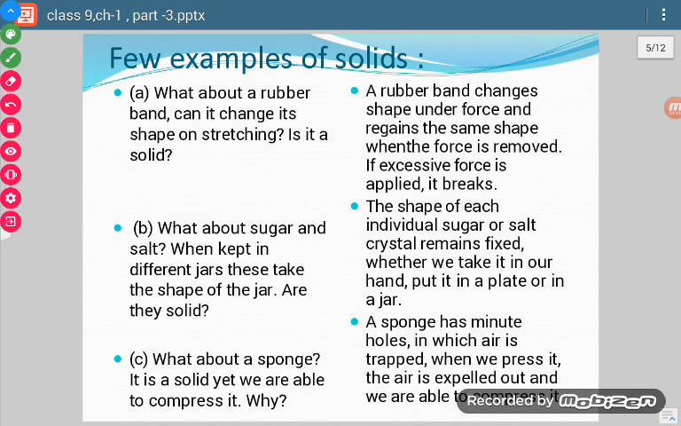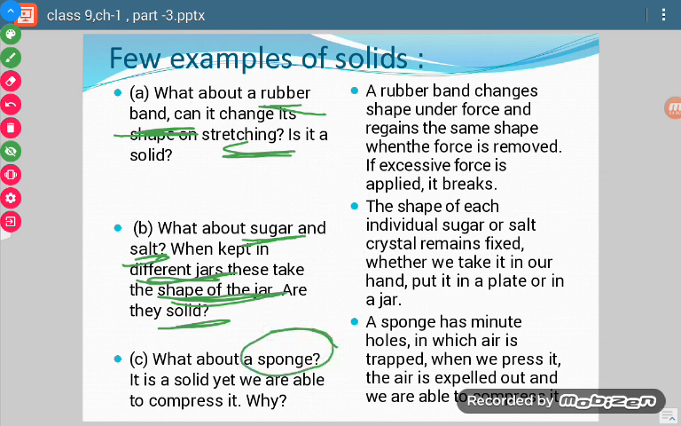Now a few examples we will discuss. Let us take one rubber band. So what happens if we stretch it, then it stretches. If we remove the force, then it comes to its original position. If we take sugar and salt and we keep it in different jars, then whatever is the shape of the jar, that becomes the shape of the sugar or salt. If we take a sponge, then we can compress it. So what is a sponge, what is sugar, what is salt and what is the rubber band? All these things are solids.